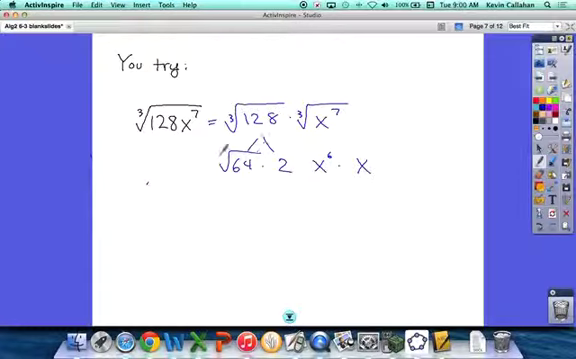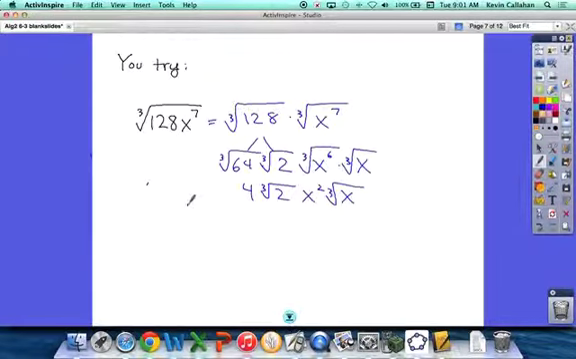And now we can take third roots of all of that. The third root of 64 is 4. So we have 4 times the third root of 2. The third root of x to the 6th: 6 divided by 3, 2, right? And the third root of x can't be simplified. All right, then put together everything that's outside the radical, 4x squared. Put together everything that's inside the radical, that would give us the third root of 2x. Done.